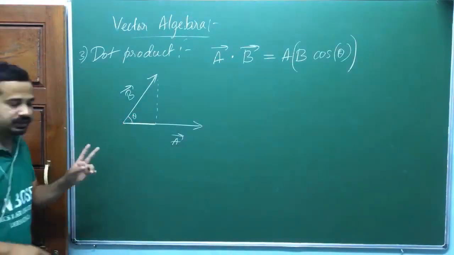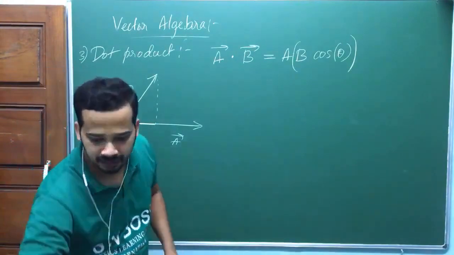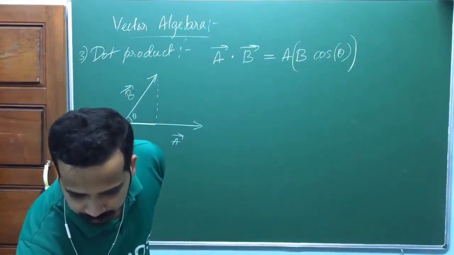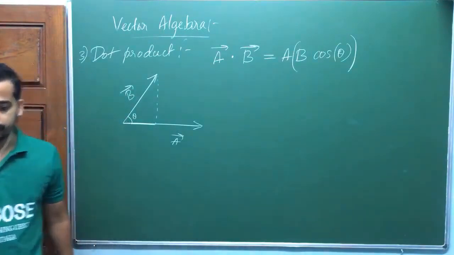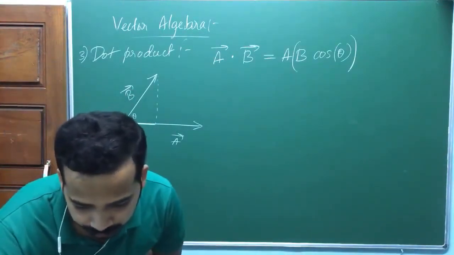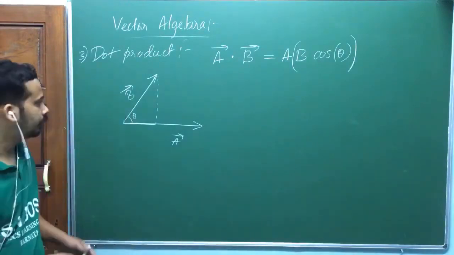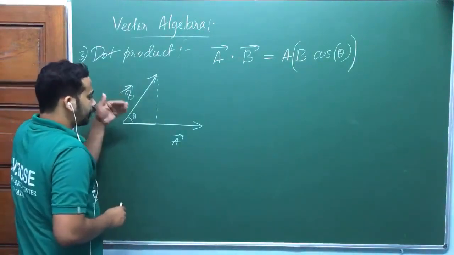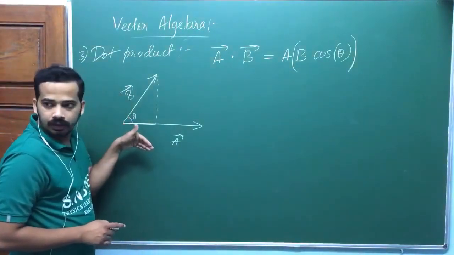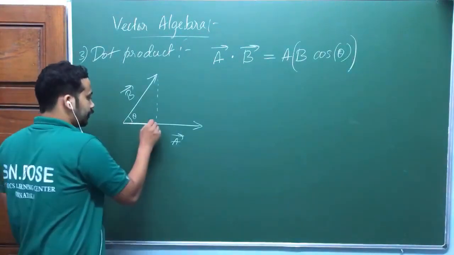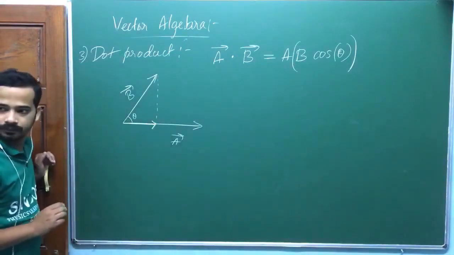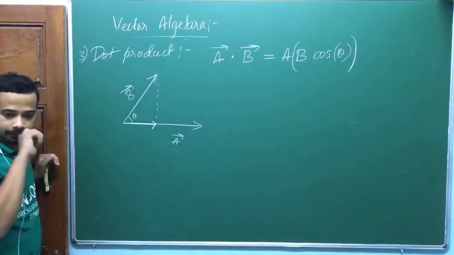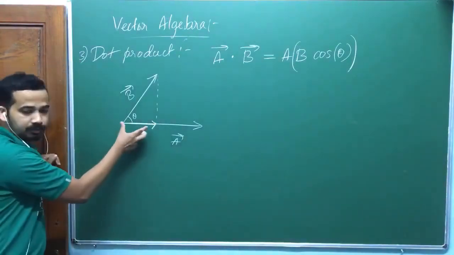Now, there are two things here. Let me quote pure mathematics. Vector projection, the projection of B on A. The vector projection is this vector actually. We call this the vector projection.